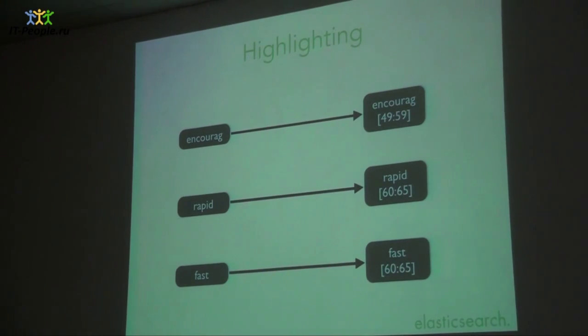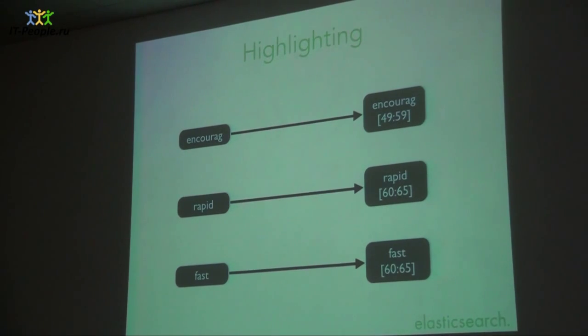And again, we use the trick of enhancing the inverted index. So where we previously had encourage, we now have encourage the same, but we also have the offset and length of the term in the original document. And not only that, we have the offset of the original term in its original form. So you can see 49 and 59, that's 10 letters. That was for the encourages.